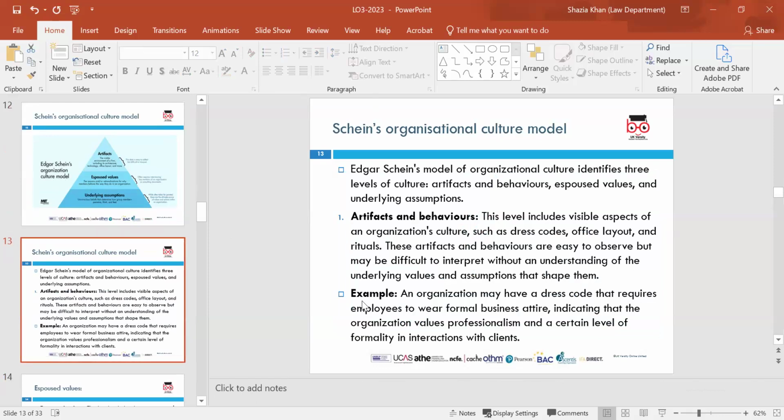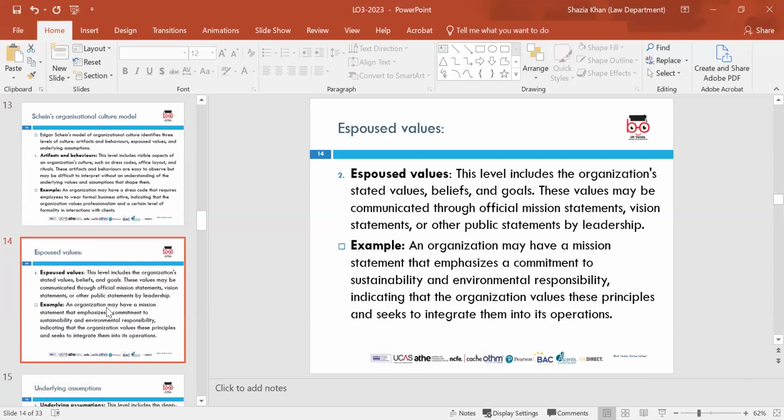So as we've looked at one, the artifacts and behaviours, as we mentioned, could be like your dress code and things like that. Example, an organisation might have a dress code that requires employees to wear formal business attire, indicating the organisation values professionalism and a certain level of formality in interactions with clients. Espoused ones, like we said, are values, beliefs, and goals. An example of that may be a mission statement that emphasizes a commitment to sustainability and environmental responsibility, indicating that the organization values these principles and seeks to integrate them into its operation.